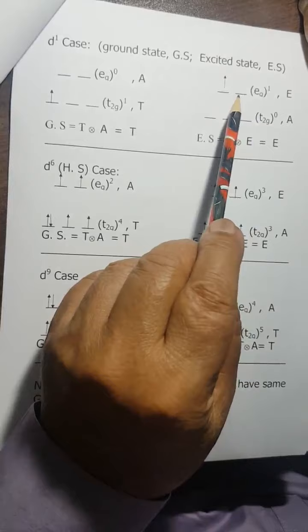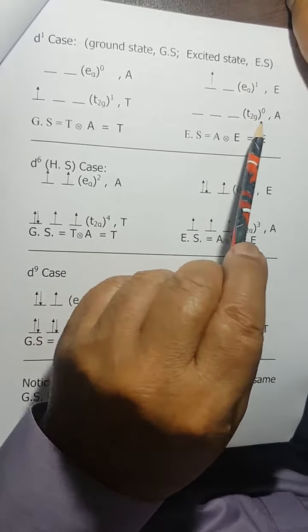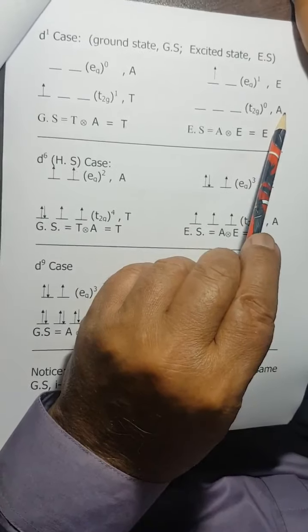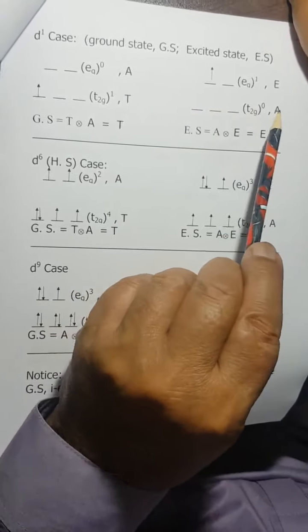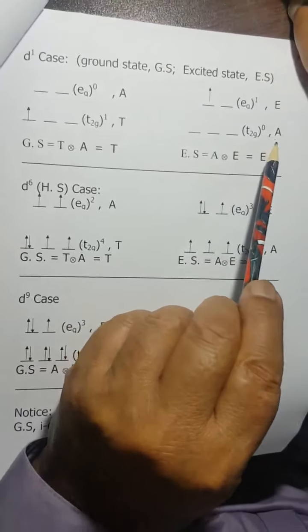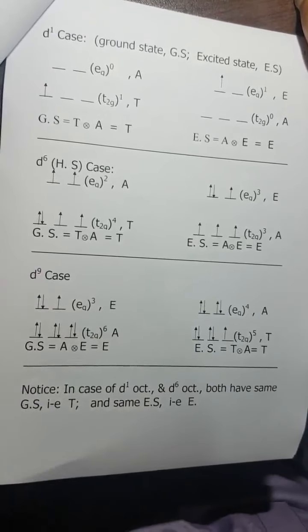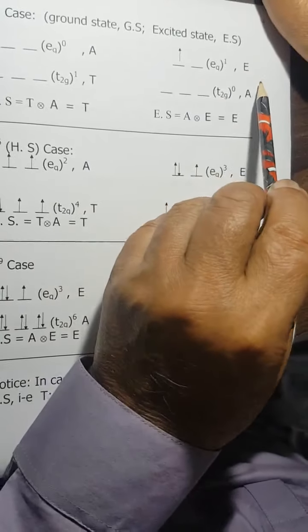Look at this. Now it is an excited state, eg1, and this is 0. If there is no electron in the orbital, it is represented with A. Remember, if it is half filled, then it is A. If it is completely full, then it is A. If it is empty, then it is A. For eg1, there are 2 ways this can be put. It can be put here or here, so it is represented with E.